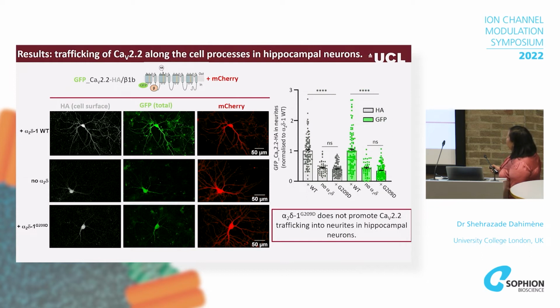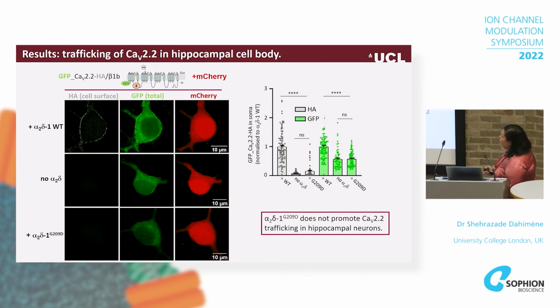In gray is the HA, and in green is the GFP. We can see that both HA and GFP are reduced in the presence of the mutant alpha 2 delta 1 compared to the no alpha 2 delta condition. So again, we found that the alpha 2 delta 1 mutant does not promote CAV 2.2 trafficking into neurites in hippocampal neurons. And then we imaged the cell body of these hippocampal neurons.